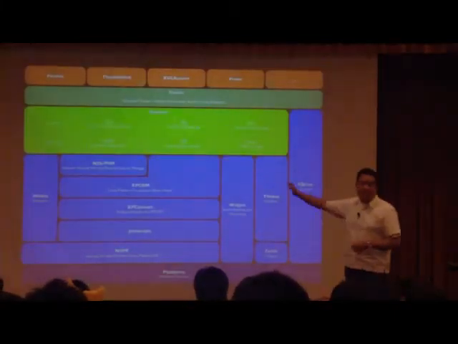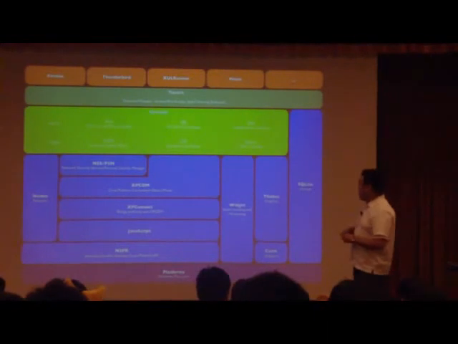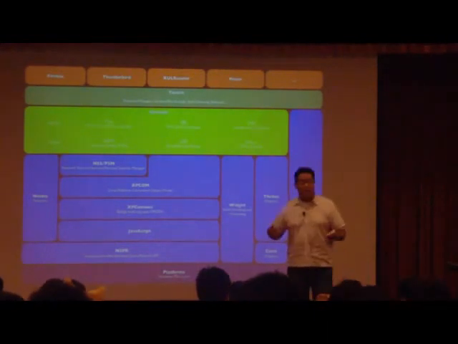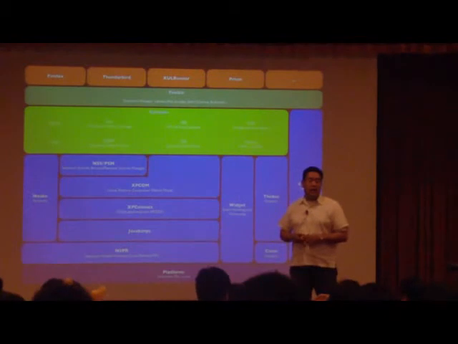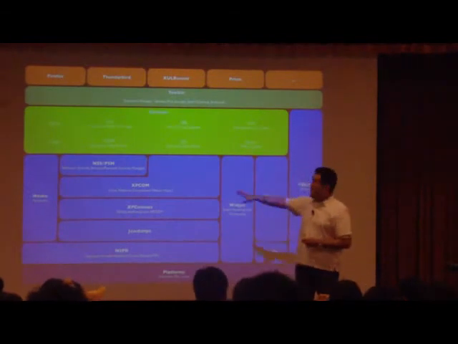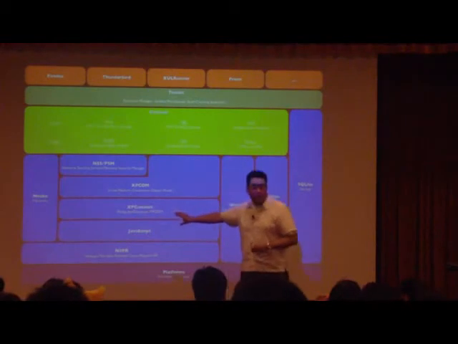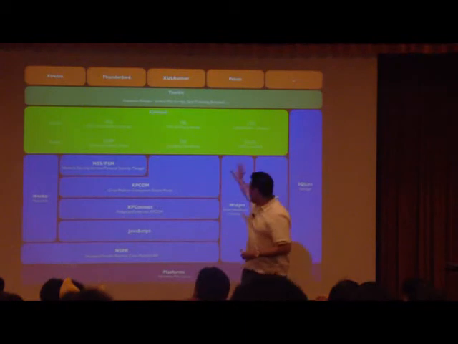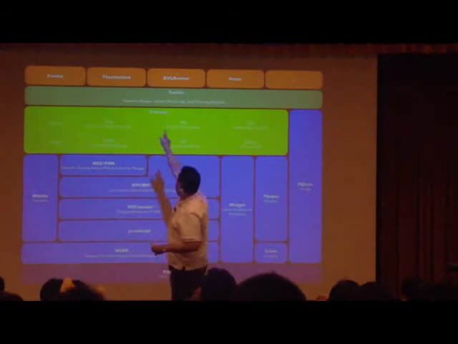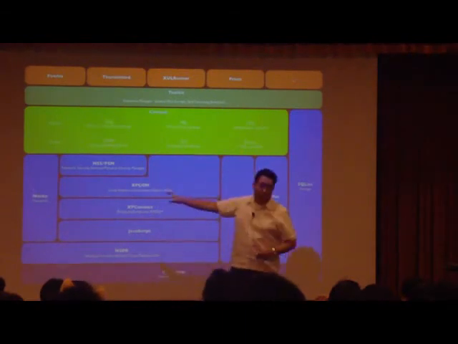You can't read the small details. But when you look at a big project like Mozilla, this is sort of an architecture map of Mozilla. Down here at the bottom, we have Windows, Mac, and Linux, the platforms. This part here in the blue and in the green is what we call Gecko.